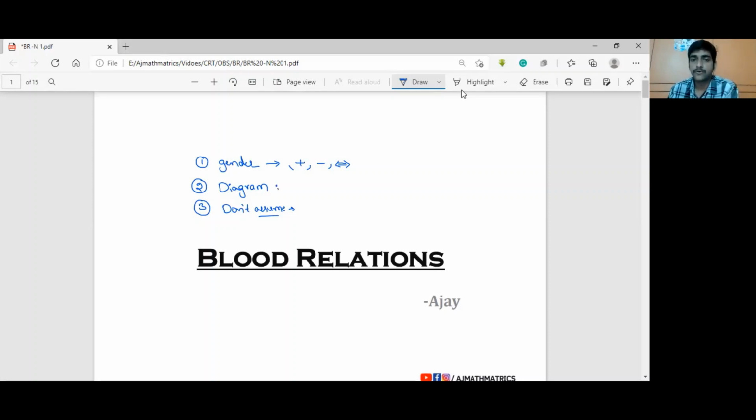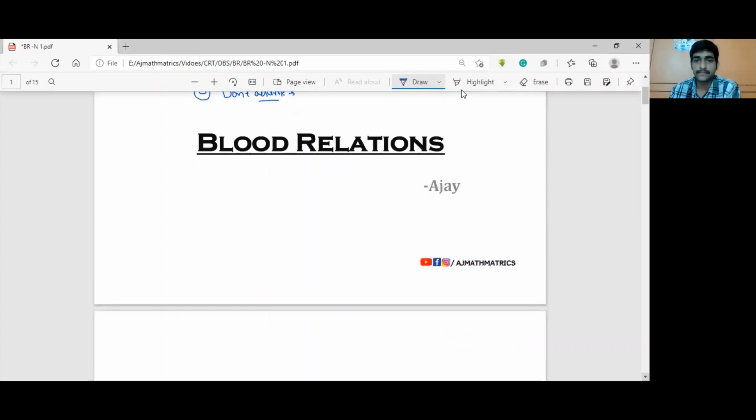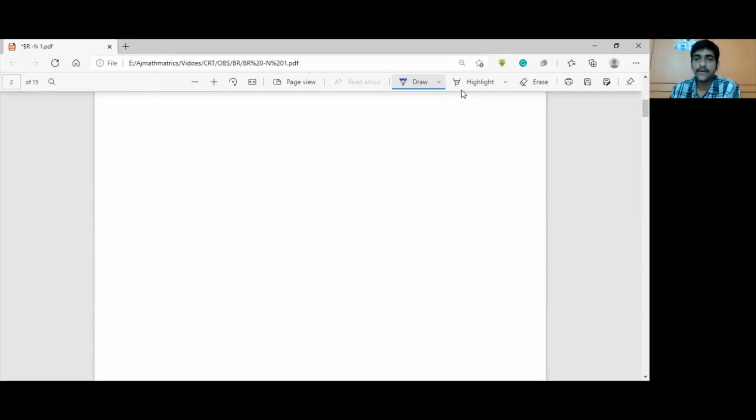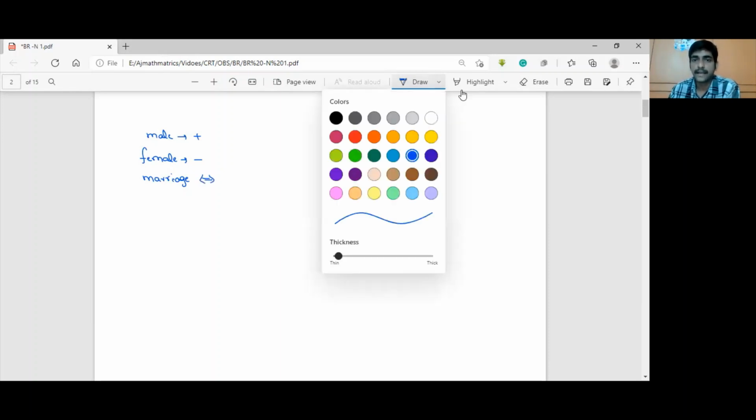Now I'll explain how to draw the diagram very clearly. Please don't change the focus from the topic. Now let's draw the diagram. I already said male is represented with plus, so better we write it like this: male is represented with plus, female is represented with minus, and marriage relation we represent with a two-side arrow. Okay, now let's draw the diagram.